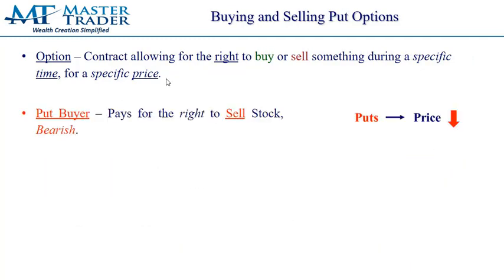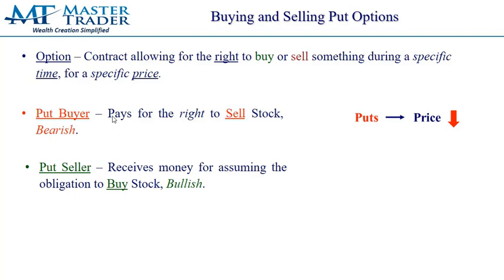Again, that's the same definition of an option, but now we're going to talk about puts. A put buyer is paying for the right, but not the obligation, to sell stock. So they're bearish. They want the price of the stock to move down. The put seller receives money for assuming an obligation to buy the stock.